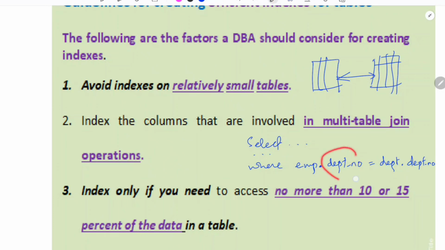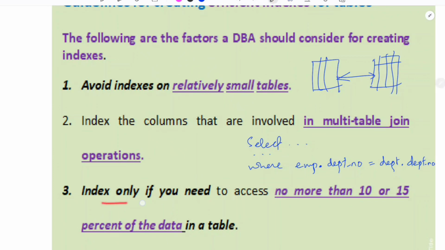The columns which are used in the join condition, you have to make an index, because these are used in joining the two tables. A column here may be joined with some column here. So if you make an index on that column, then it will improve the performance of the query, right? Optimization will be good, query optimization.